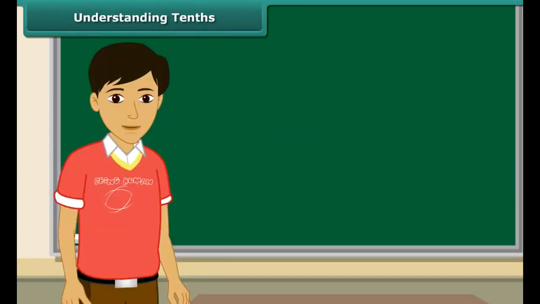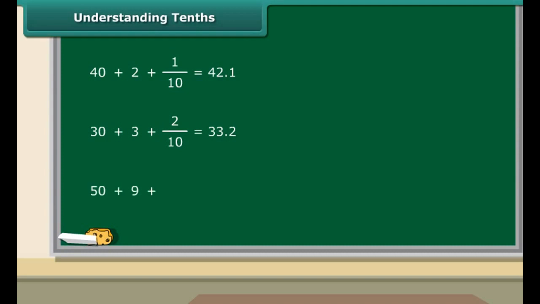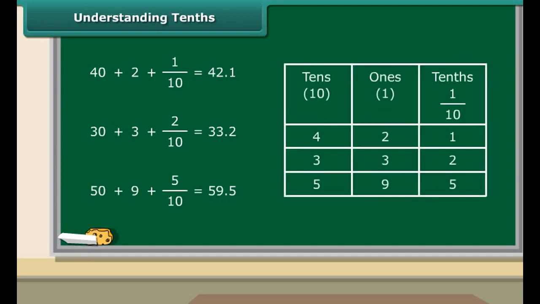Let us now learn to read and write decimals. Consider the example 40 plus 2 plus 1/10. You know that 40 plus 2 is 42. Adding 1/10 to it will make it 42.1. Consider another example. 30 plus 3 plus 2/10 will be 33.2. 50 plus 9 plus 5/10 will be 59.5. Let us read these numbers from the table.